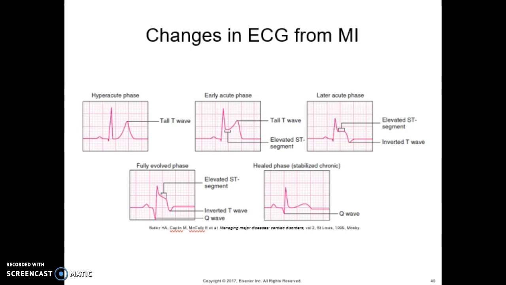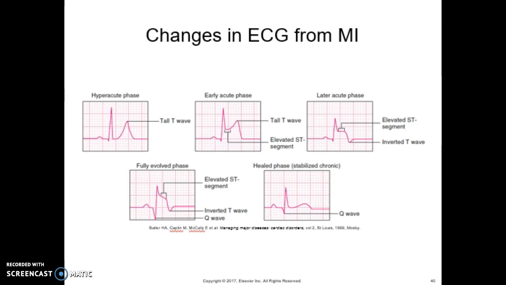So what are the three most common changes? The three most common changes are elevated ST segments, inverted upside down T waves, and abnormal pathologic Q waves.